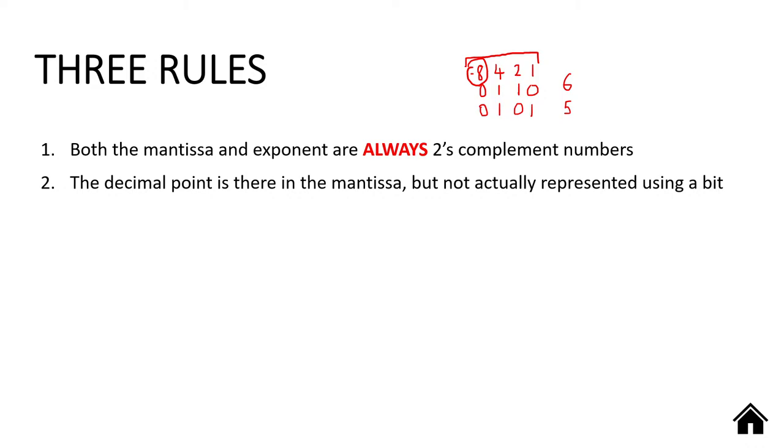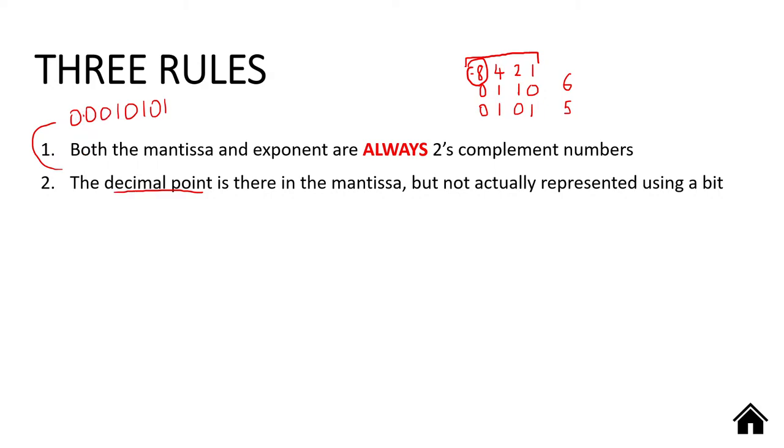So the decimal point is there in the mantissa, but it's not actually represented using a bit. So if I said to you, here is 1, 2, 3, 4, 5, 6, 7, 8. The decimal point is actually there. But where does it go? It goes in its normalized position. That's where the decimal point lives there.